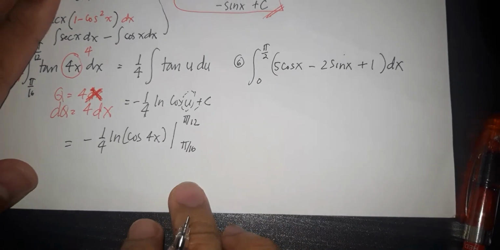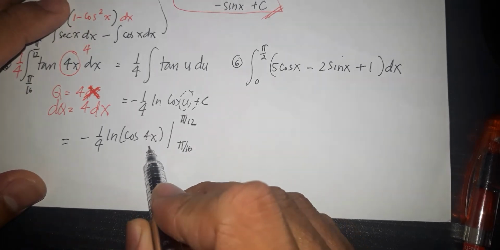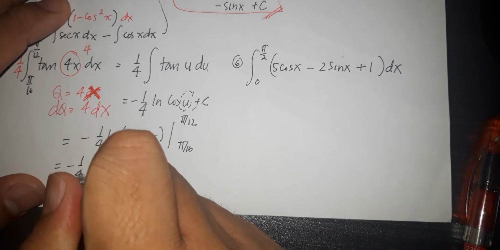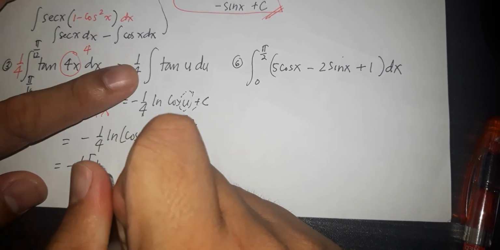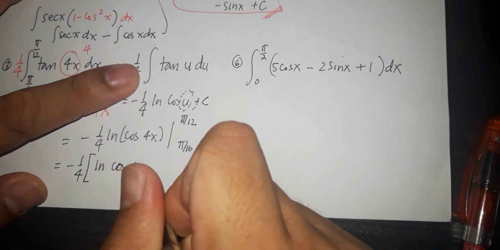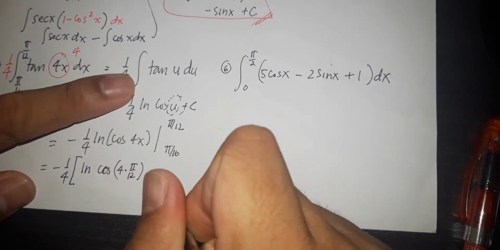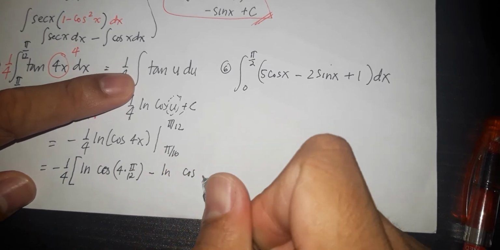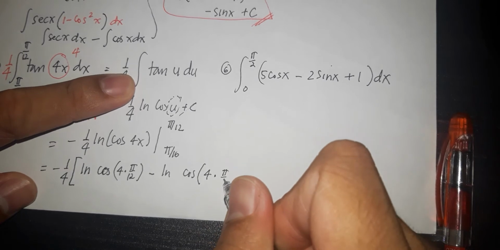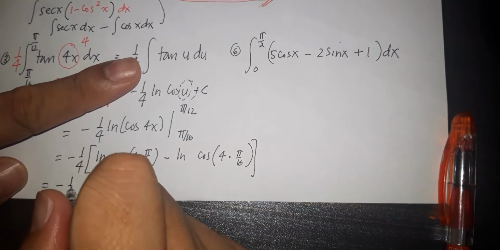So isa-substitute lang natin yung upper at saka lower limit. So binalik lang natin yung u, which is 4x. So substitute na natin yung upper limit. Negative 1/4 quantity ln cosine of 4 times pi over 12 minus ln of cosine of 4 times pi over 16. So this gives you negative 1/4.